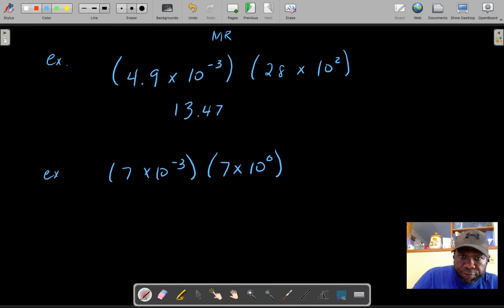13.47. Okay. Now, from here, the multiplication rule says if you have the same base of 10 and 10, which is the same base, I add the exponents. So I have negative 3, and I add plus 2, and that gives me a value of negative 1. So therefore, I just have a value of 10 to the negative 1.